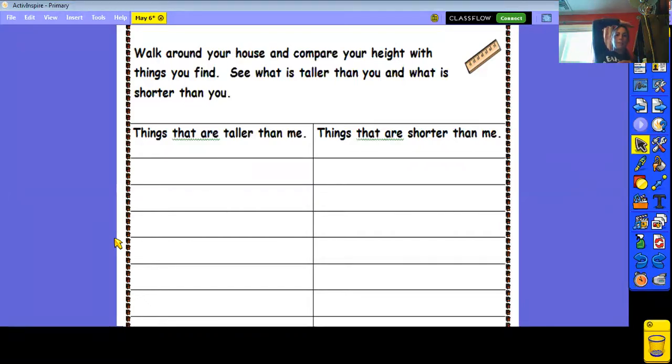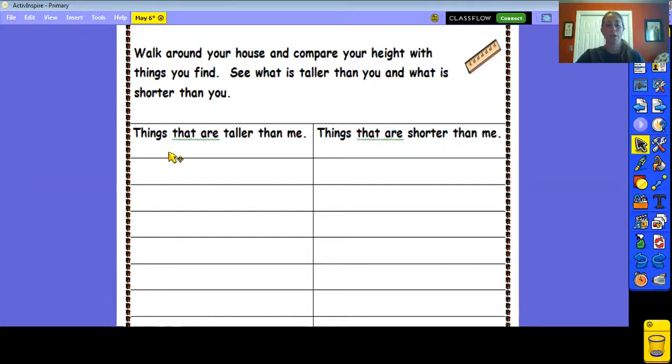Let's see. The bookshelf is taller than me. I am shorter than the bookshelf. So that's your challenge. You can just copy this chart and write it out onto a piece of paper. It says things that are taller than me. So here I might write my bookshelf.